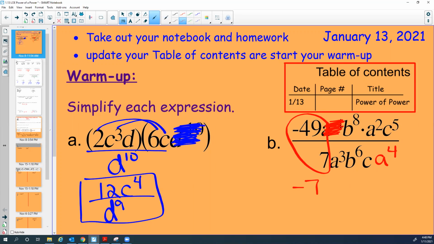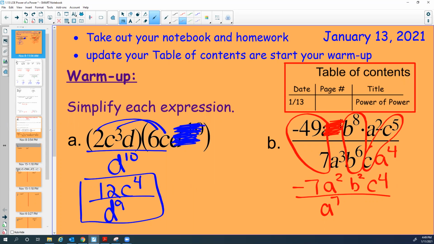Now I move on to my A's. I have A2 on top, A3, and A4 on the bottom. I'm going to go ahead and leave A2 on top for now and simplify my bottom half first. A3 times A4. Those multiply, so I'm going to add the exponents to get A7. My B's, I have B8 and I have B6. One's on top, one's on the bottom, meaning I need to subtract 8 minus 6, which gives me B2. My C's, I have C1 and C5. Those again are going to subtract to give me C4.